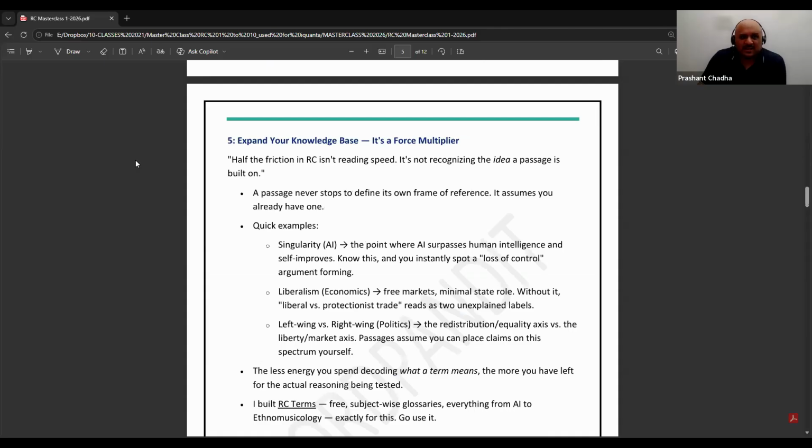So I was saying one thing: while analyzing mocks, you should write down terms, right? For example, some of you would already know, I'm taking out the names of three terms. Just a quick yes or no, whether you knew all three terms or not. Singularity in AI, liberalism in economics, left wing versus right wing in politics. If you knew all three terms, yes. If you did not know all three terms, no. Great, guys. Lots of you knew all these three terms.